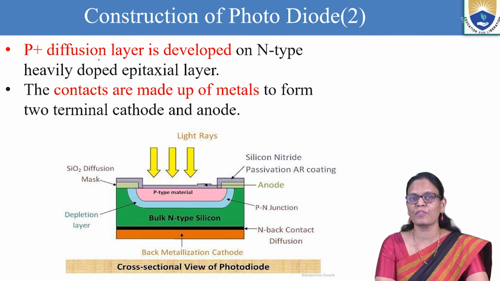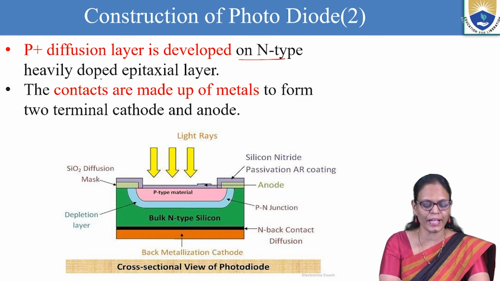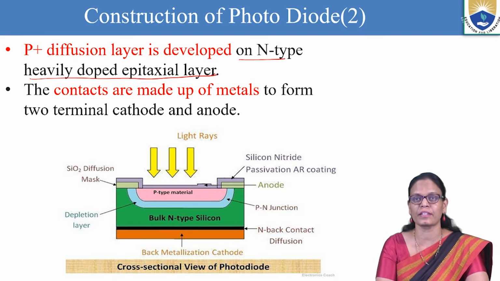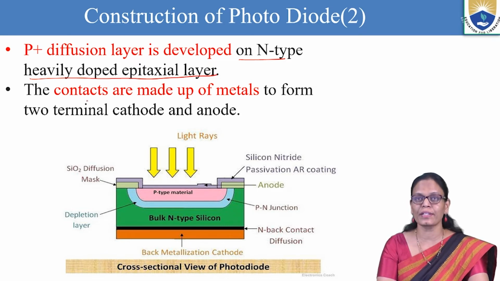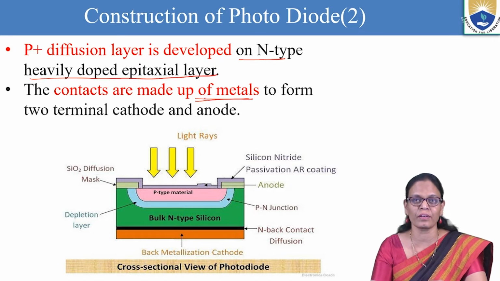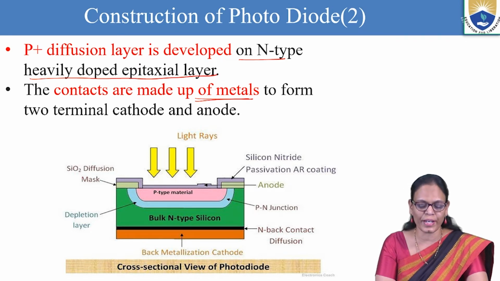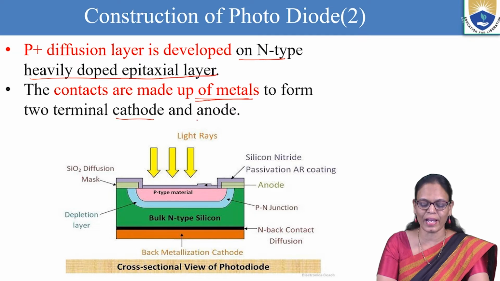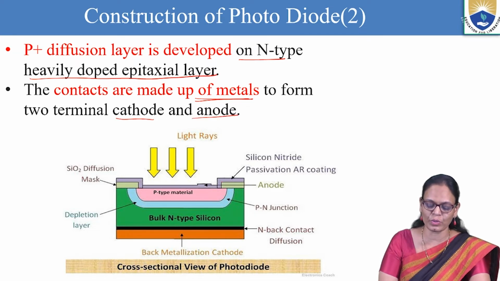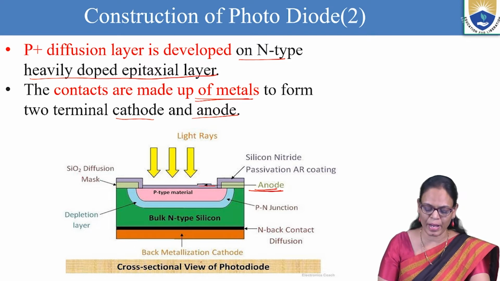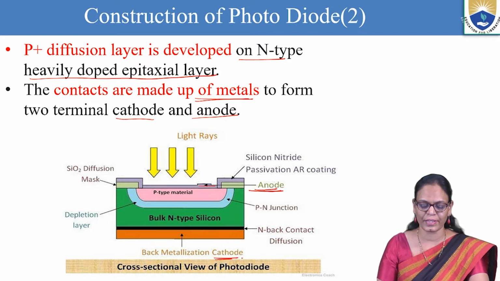So a p plus diffusion layer is developed on the n-type heavily doped epitaxial layer. So the n-type is heavily doped and the contacts are made of metals. So we have to have metal contacts to connect them to the terminals, cathode and anode. So we have seen the two terminals. This is the metal contact for the anode and this is the metal contact for the cathode.